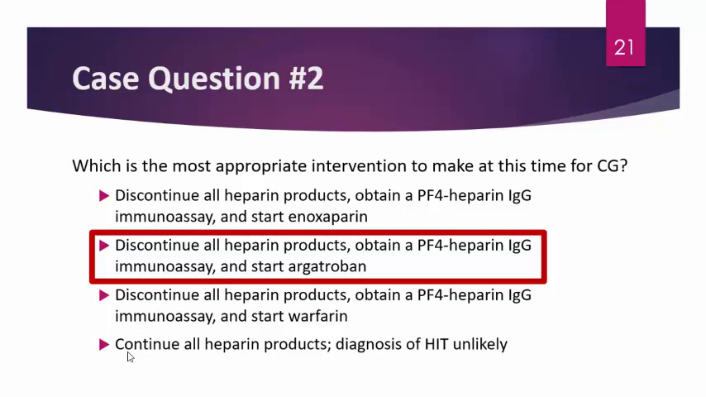And obviously, it's not appropriate to continue all heparin products because the patient does have an intermediate risk of HIT at this point. The diagnosis of HIT is not unlikely. It's just an intermediate risk at this point. So the most appropriate agents to use for this patient would be argatroban, bivalirudin, or fondaparinux. Because this patient doesn't have any kind of organ dysfunction, argatroban may be considered the best answer because it does technically have an FDA indication, though the other agents can be used as well.